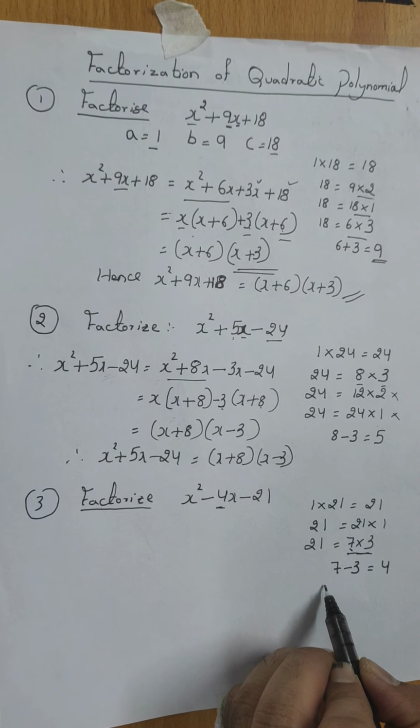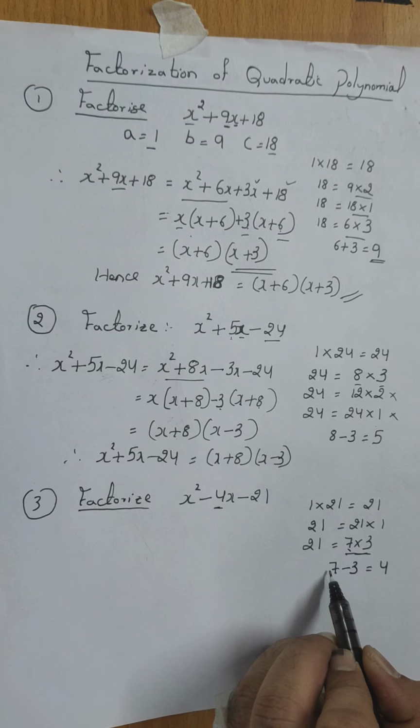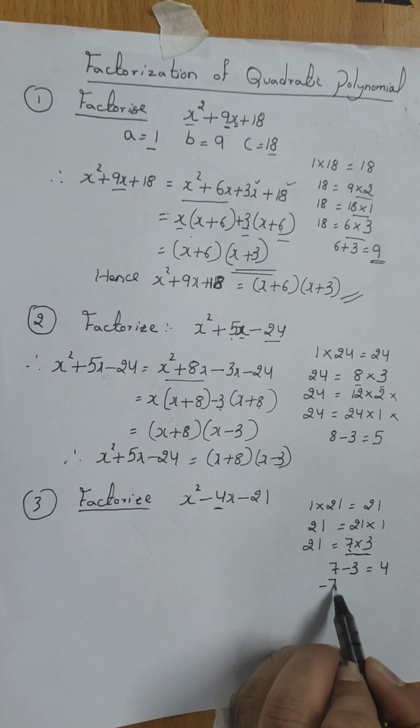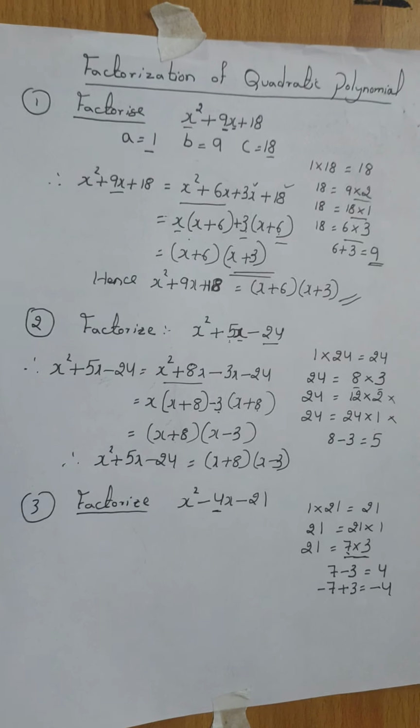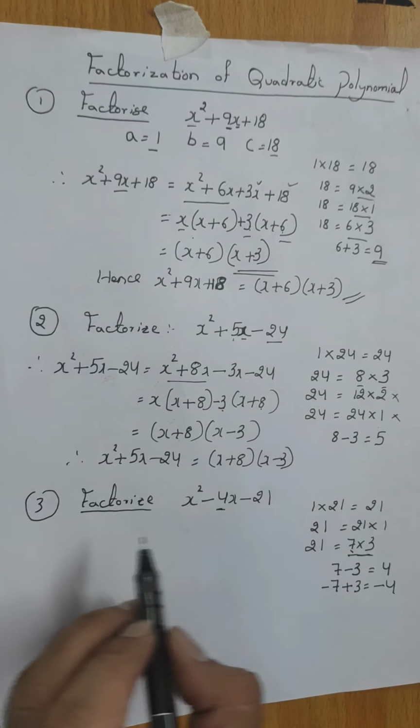That means here I have to change the sign. I have to take the minus in front of the larger number. So I can write this as minus 7 plus 3. This will be equal to minus 4. Clear? So I'll split this one.